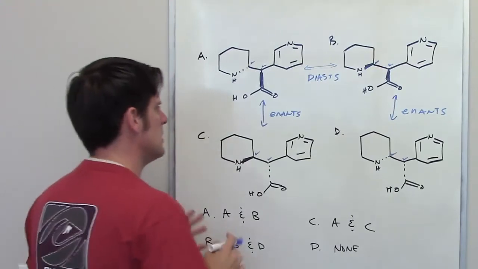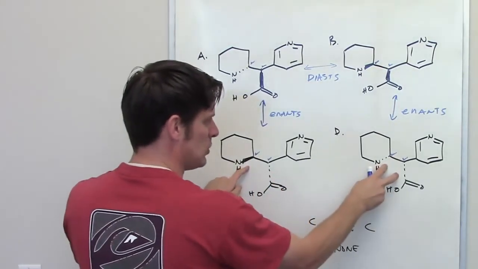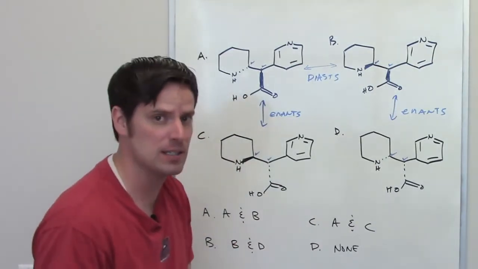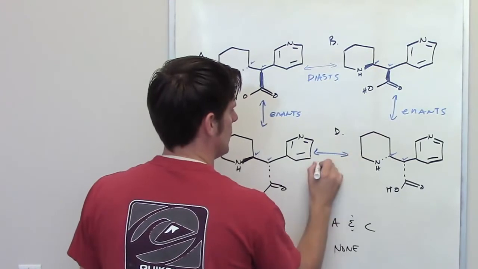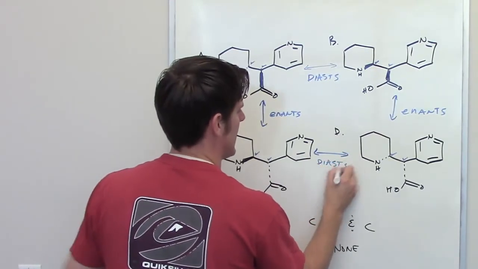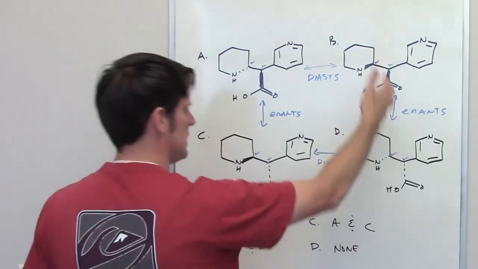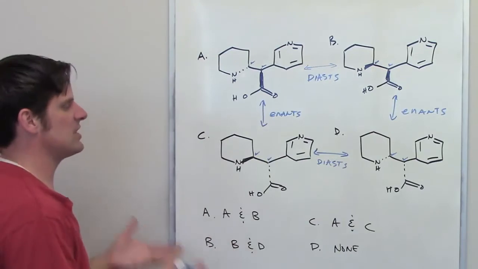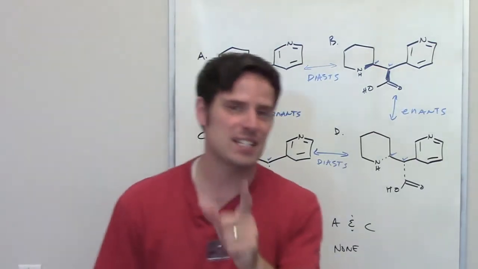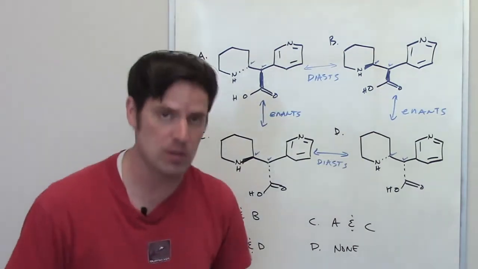Okay? What about C and D? I've got a wedge here and a dash here, and over here I've got two dashes. Is that exactly opposite? No, it's not, which means that C and D are also diastereomers of each other, diasts. Okay, so I've got A and C being enantiomers, B and D being enantiomers, these guys being diasts and diasts. So let's see if any of these things match what we've said. The question is asking us which of these sets of pairs of molecules are diastereomers of each other.